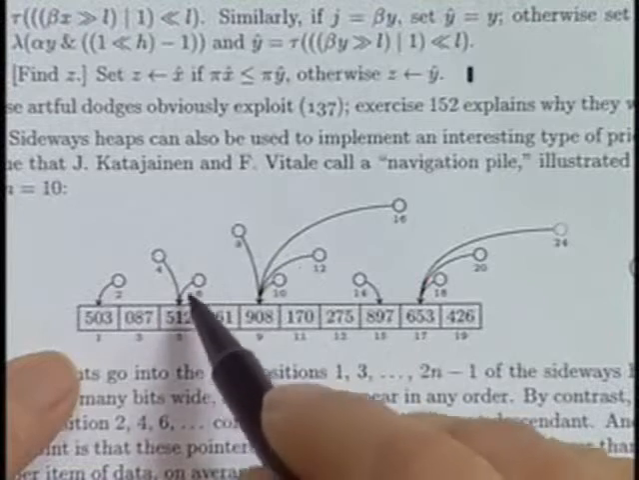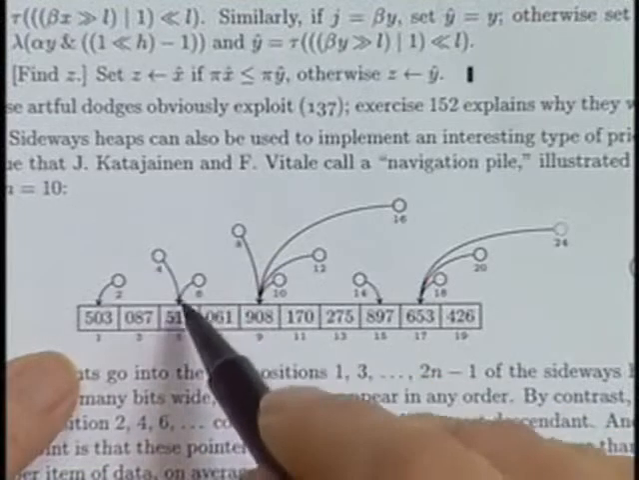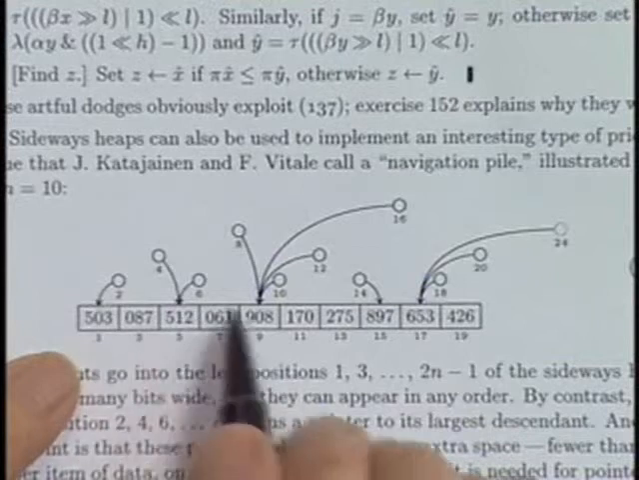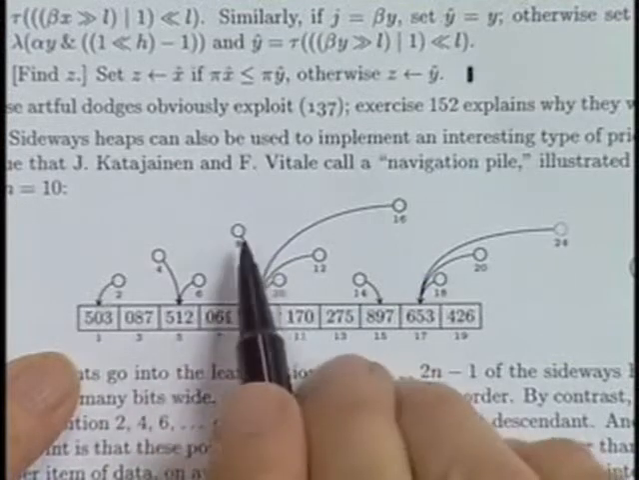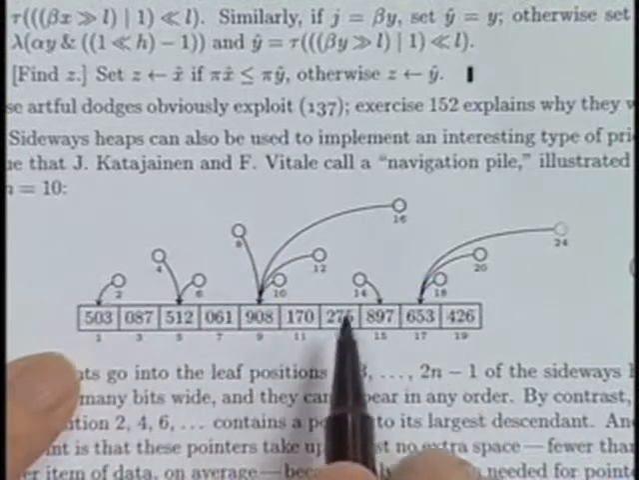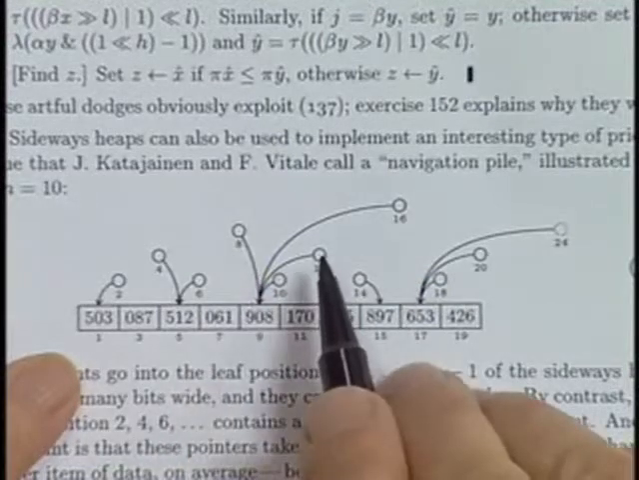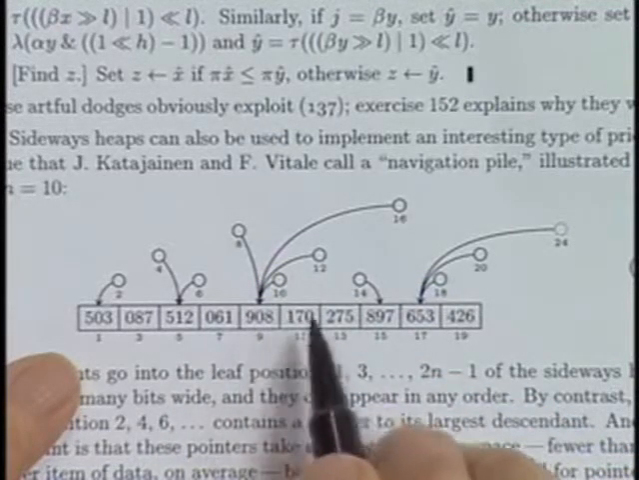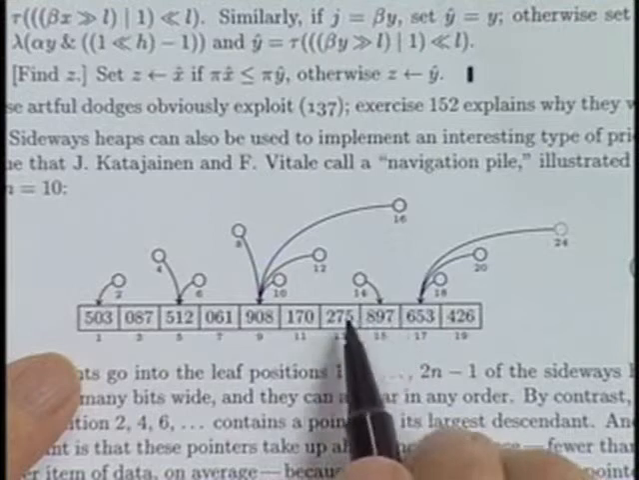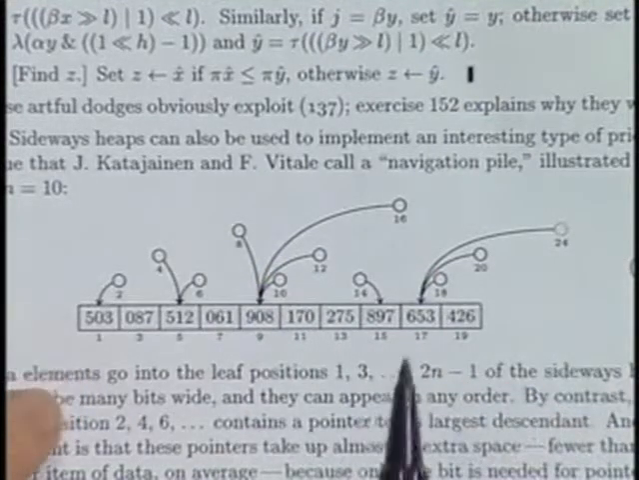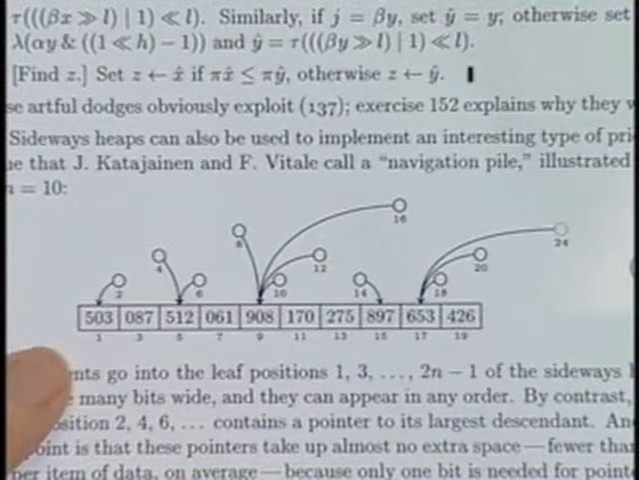6 similarly points to 512 here. 4 points to 512 also because the largest of the 4 leaves underneath node 4 is 512. The largest of the 8 leaves underneath node 8 is 908, so 8 points down here. 12 has 4 guys under it, 908, 170, 275, 897, and 12 points to the biggest of these. So this is the idea of a navigation pile.